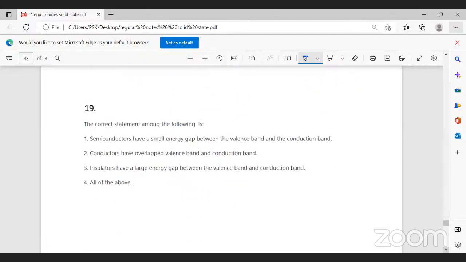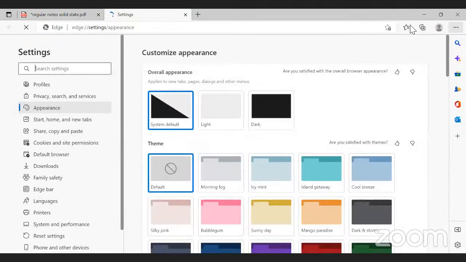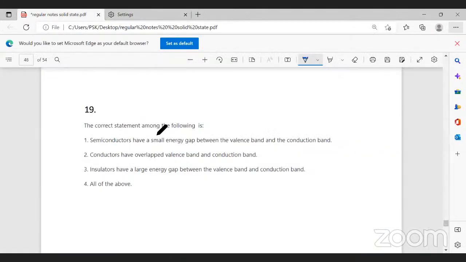The correct statement, what happened? Sorry, something happened. Okay, the correct statement among the following is: semiconductors have small energy gap between the valence band and the conduction band. Conductors have overlapped valence band and conduction band. Insulators have large energy gap between the valence band and the conduction band. All the above. What's the answer?